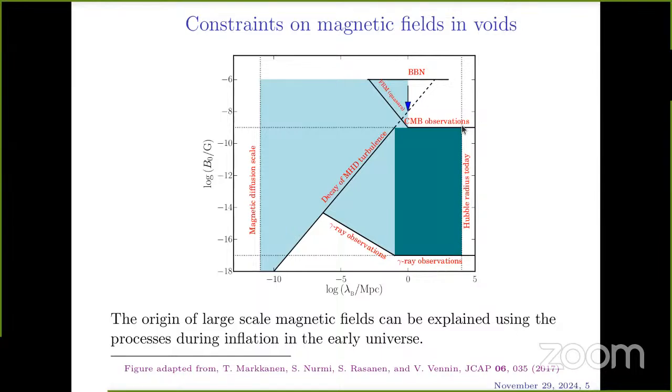And the upper bound is of the order of 10 to the power minus 9 Gauss, which is approximately 1 nano Gauss, which comes from Faraday rotation measurements of different quasars and CMB observations. So, to understand these large scale magnetic fields in this strength range, what we propose is that these magnetic fields could have been generated during the inflationary epoch of the early universe.